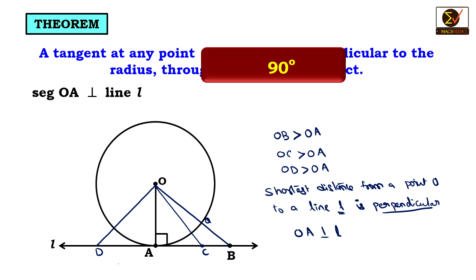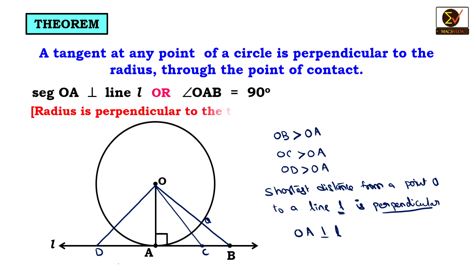So what we proved? Radius is perpendicular to the tangent. So we can remember this theorem in short like this. What does this theorem say? Radius is perpendicular to the tangent.